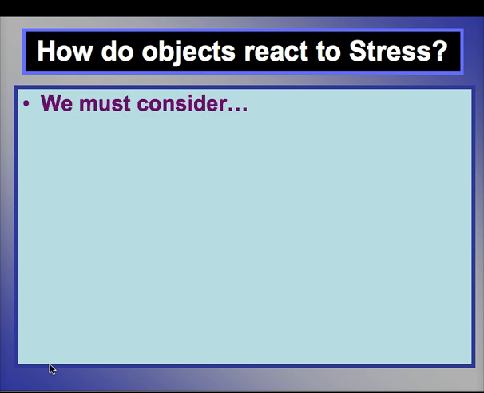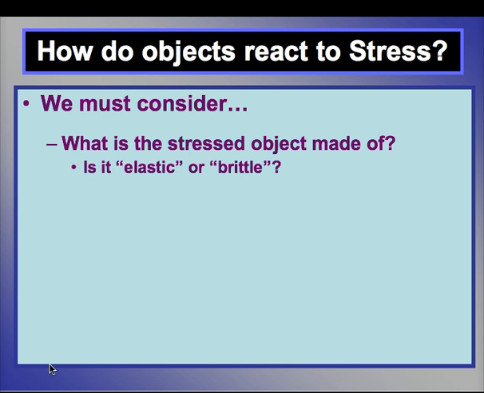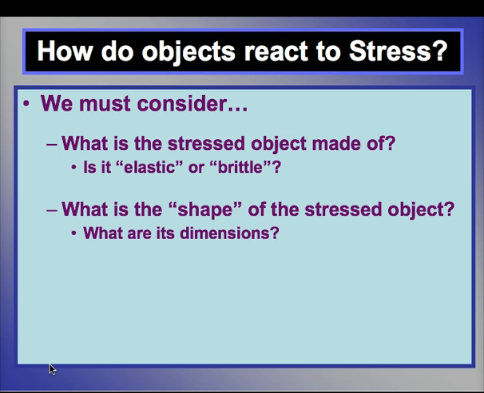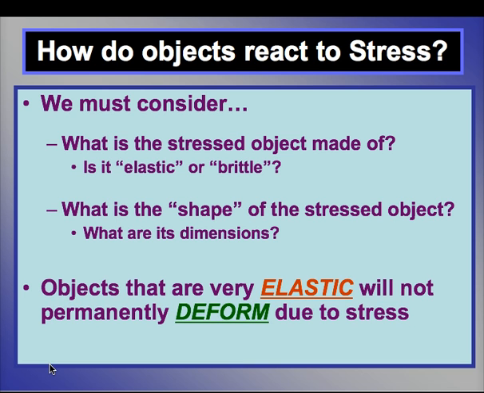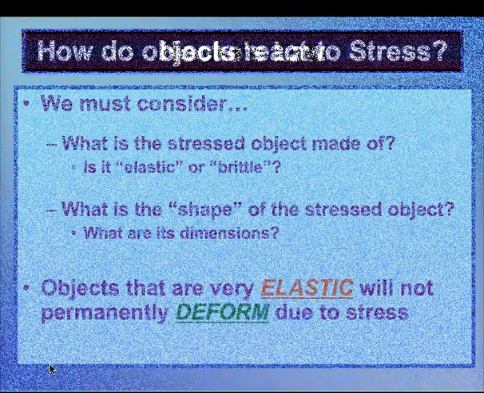So, how does an object react to stress? Well, you have to consider a couple of things. Number one, is the stressed object made of something that's elastic or brittle? If it's elastic, it can stretch. If it's brittle, it breaks easily. What's the shape of the stressed object? What are its dimensions? The shape is obviously going to be a factor in terms of how it's stressed. And finally, objects that are very elastic will not permanently deform due to stress. So you can stress them and they go back to their original shape. Things like rubber bands and springs are prime examples of these types of objects.